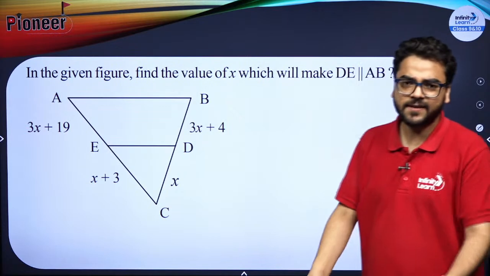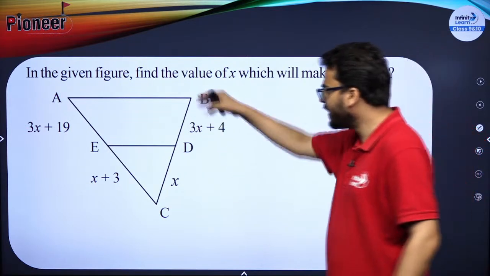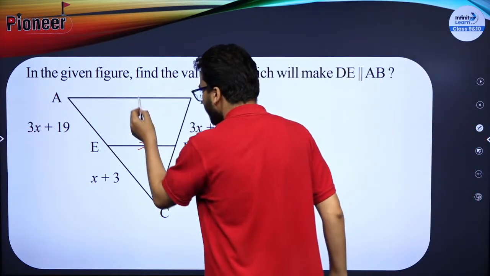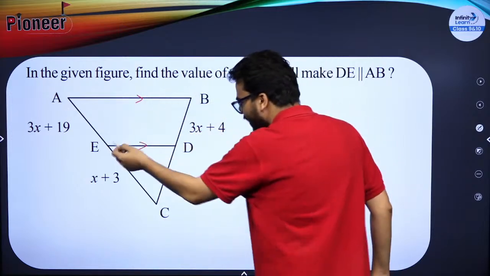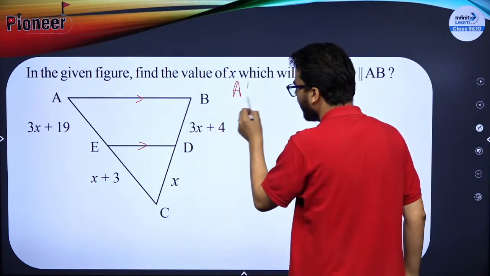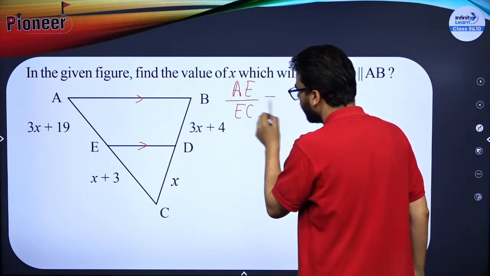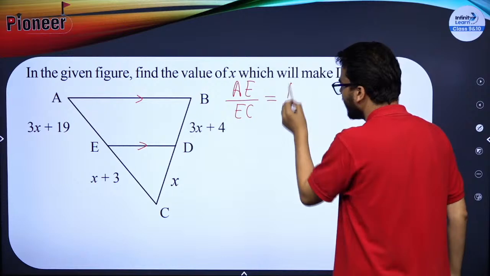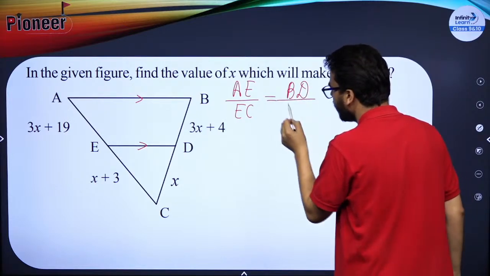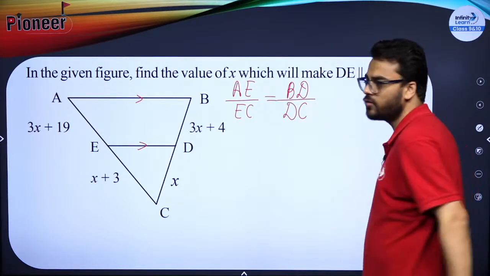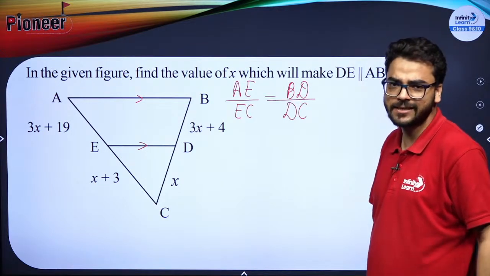So basically we have studied the midpoint theorem. If you want DE to be parallel to AB over here, obviously we have to take AE by EC to be equal to BD by DC, guys. AE by EC to be equal to BD by DC we have to take, or not, tell me. I hope this thing is clear.